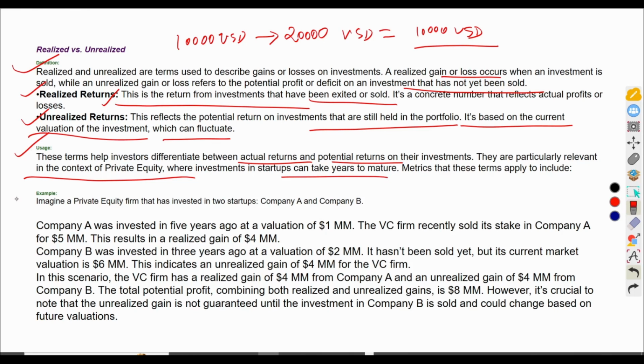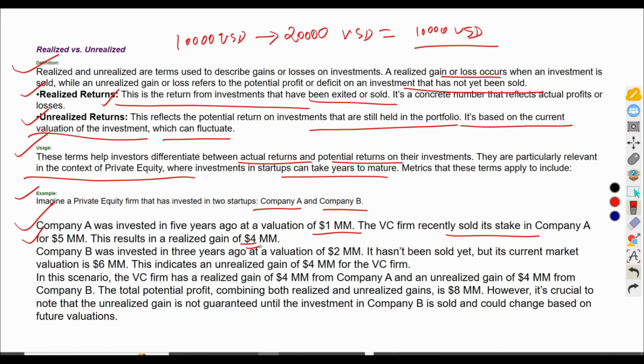Let's take an example. Imagine a private equity firm that has invested in two startups, company A and company B. Company A was invested in 5 years ago at a valuation of 1 million, and the VC firm, let's say, recently sold its stake in company A for 5 million. This results in a realized gain of 4 million. It's a simple calculation. When you sell the investment, then eventually you will receive a realized return.